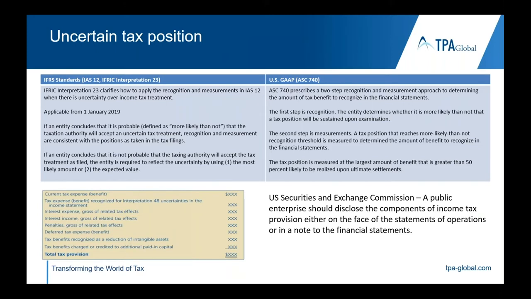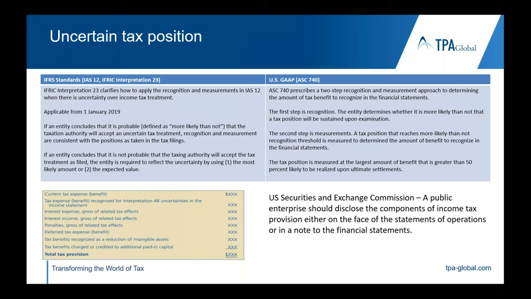This slide basically deals with uncertain tax positions from an IFRS and US GAAP perspective. Basically, the standards have been converging to each other over the last, I would say, 5-6 years. But looking at both standards, there are still differences.